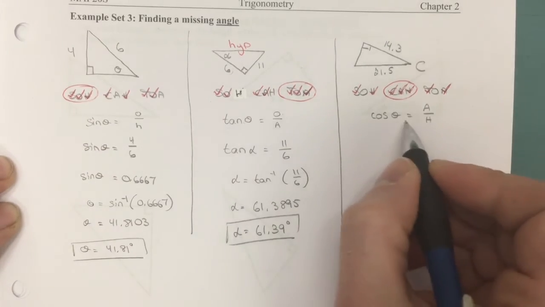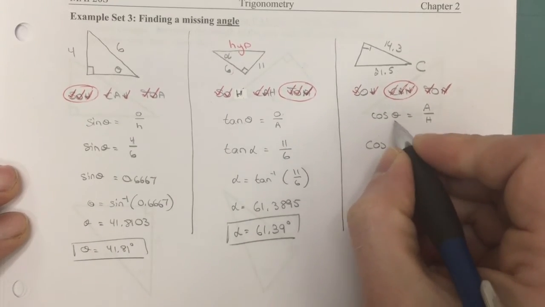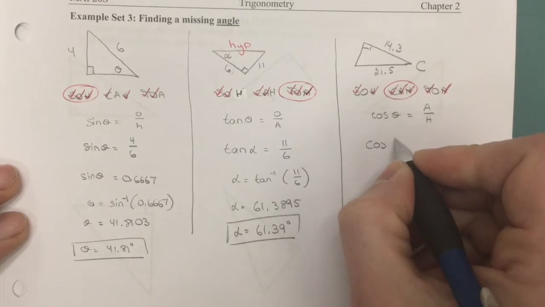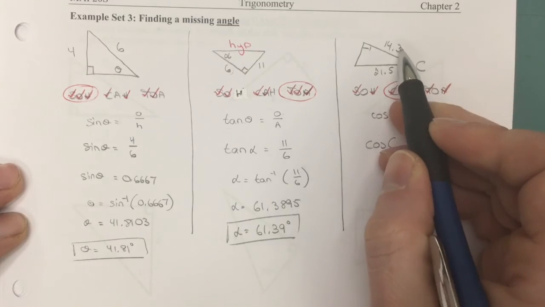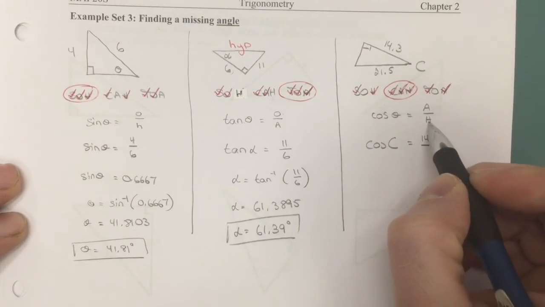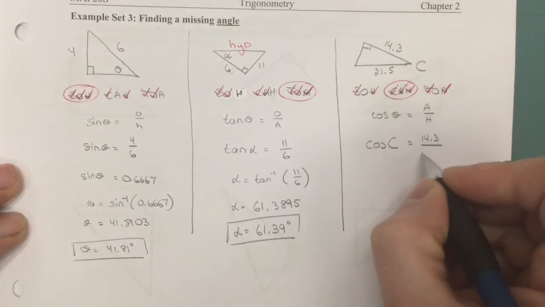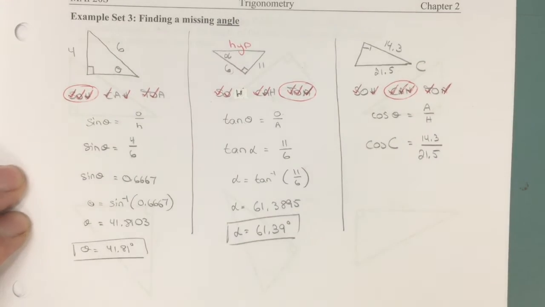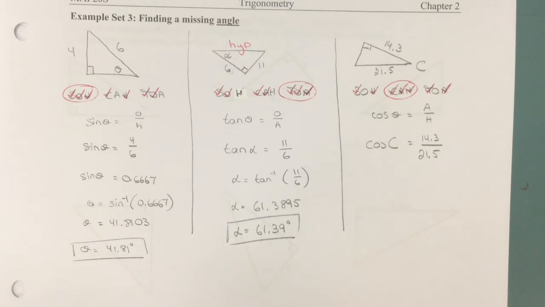And now I will replace these with the values that are given to me. So the angle is called C. The adjacent is 14.3. And the hypotenuse is 21.5. And now all I need to do is find out what this ratio is and then use the inverse cos button to calculate the angle.